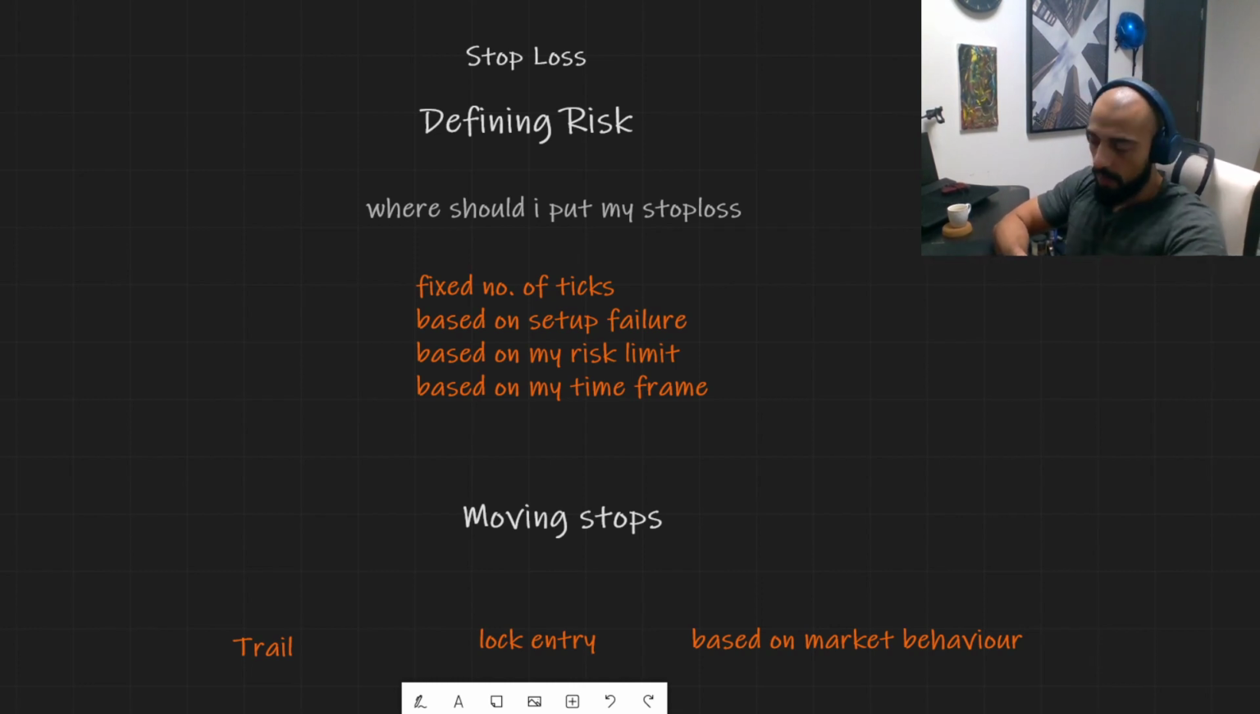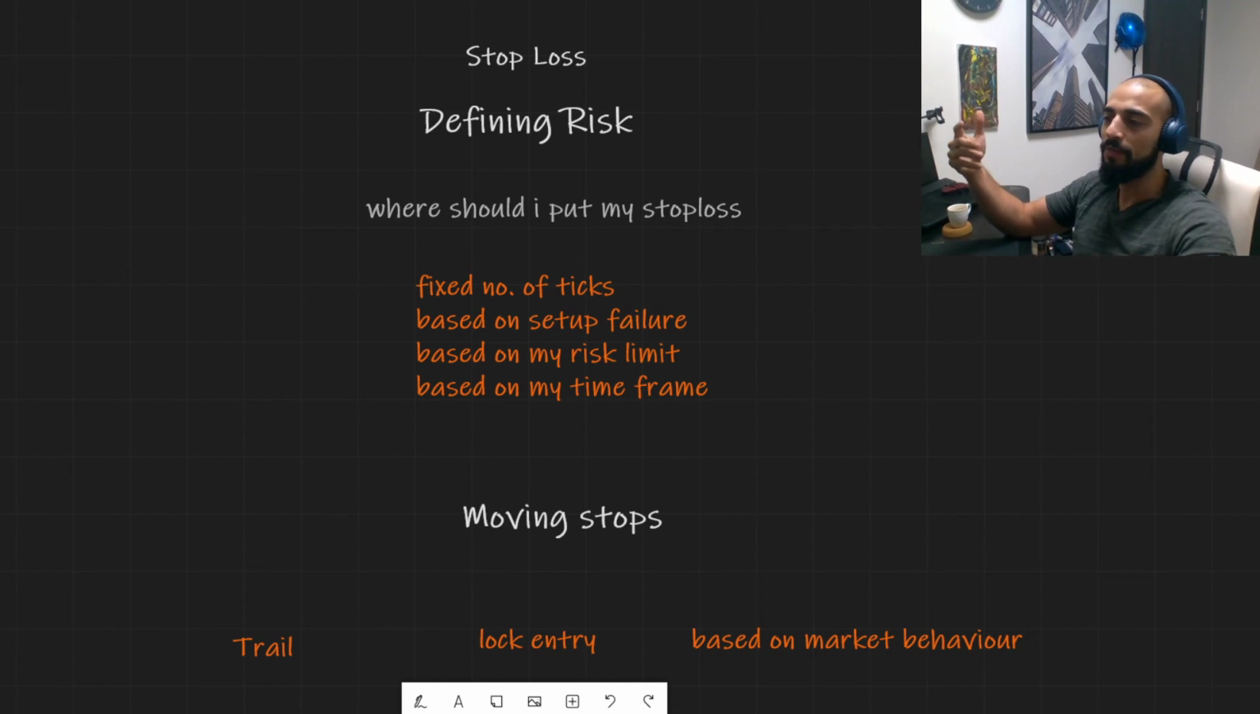Stop losses are one of the main factors that mess with the trader's mentality while in the trade or before entering the trade. So let's break down the process of adding a stop loss or moving a stop loss. First, you have to define risk.